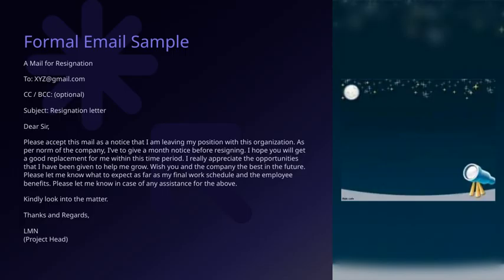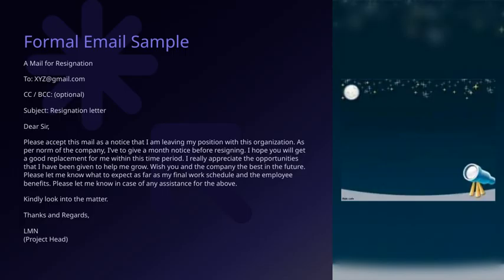Overall, this sample highlights the importance of clarity, professionalism, and courtesy in resignation communications, which are key concepts in maintaining good relationships even as you leave a role. Connecting this to our broader theme, effective communication, especially when it involves sensitive topics like resignation, helps uphold professionalism and preserves future opportunities.